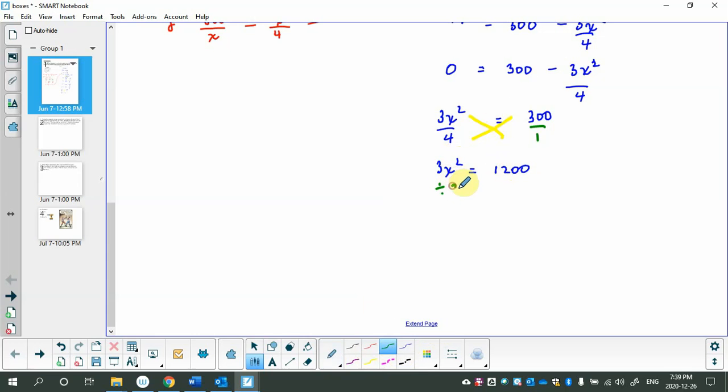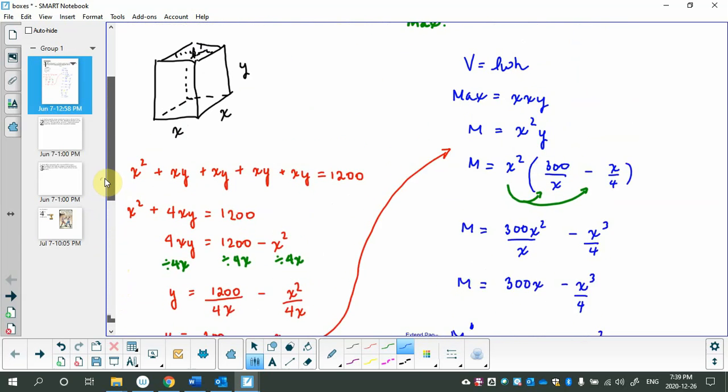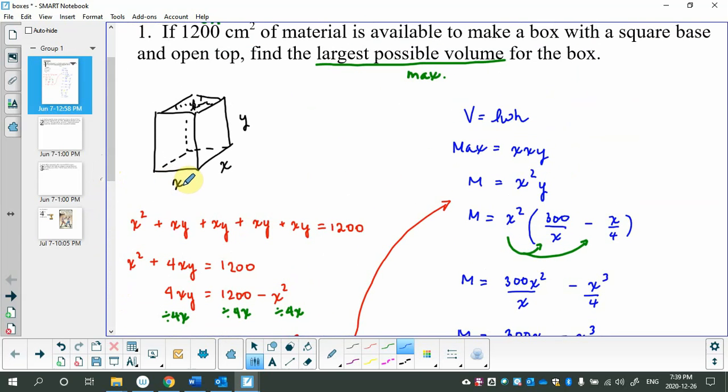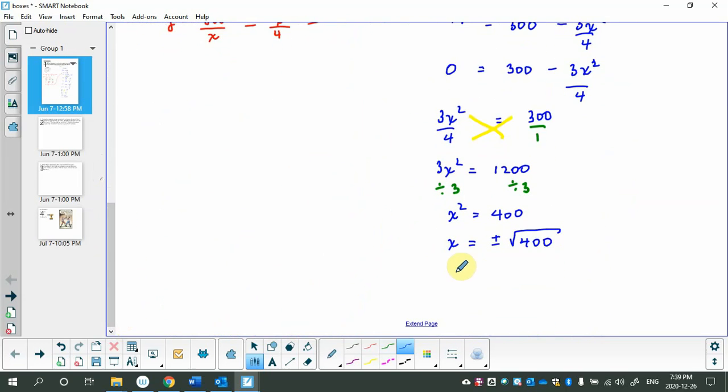Isolate x. Divide by 3, divide by 3. x squared is equal to 400. x will equal plus or minus the square root of 400. But what did we let x be? We let x be the side of a box. Two sides of a box, actually. So when I take the square root of 400, and I get 20, I'm not writing down the negative. It doesn't even make sense for this question.